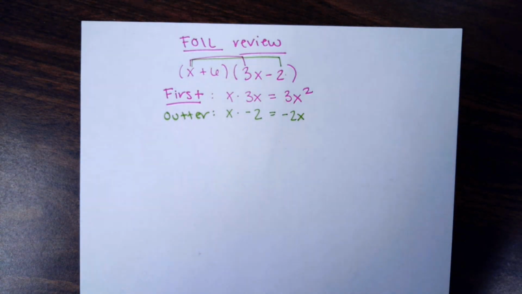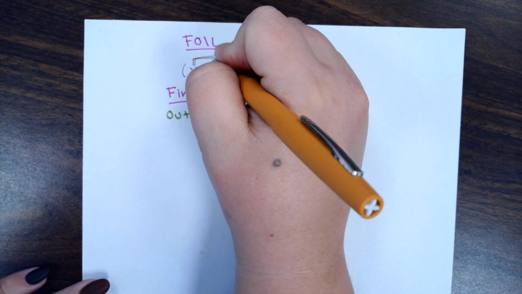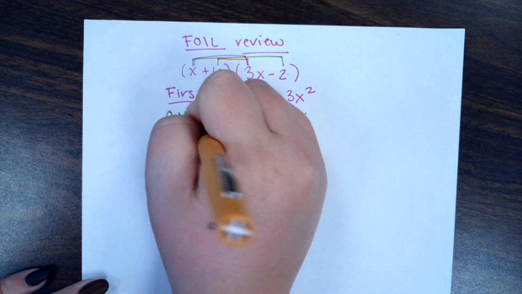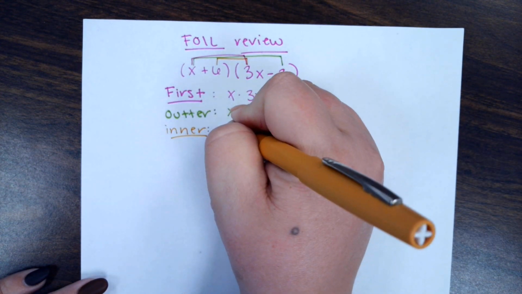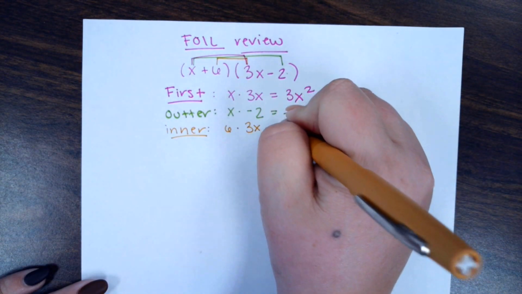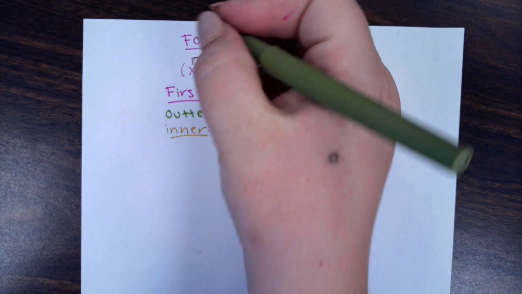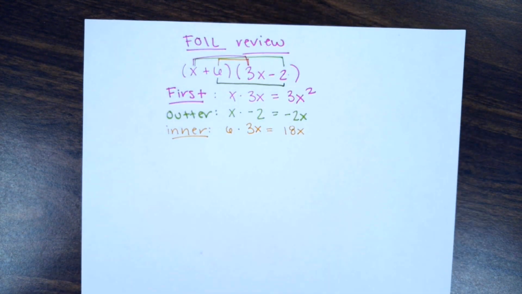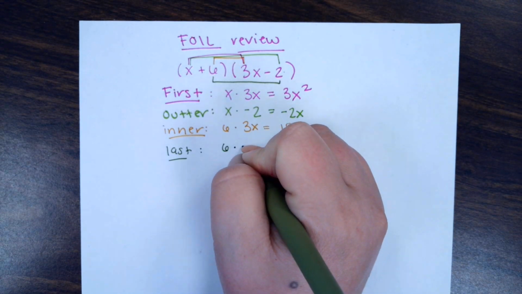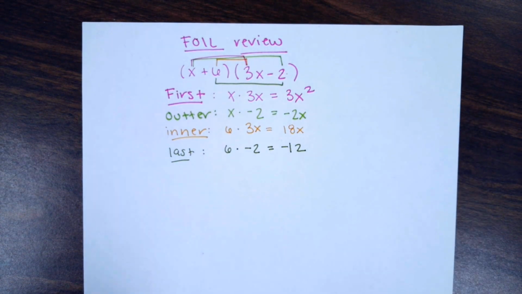The I, let me find another color. Well, yellow. I stands for inner. So that's going to be 6 times 3x, and that's going to give you 18x. And the L stands for last. So that's going to be 6 times negative 2. Don't forget that negative there. And that's going to give you negative 12.